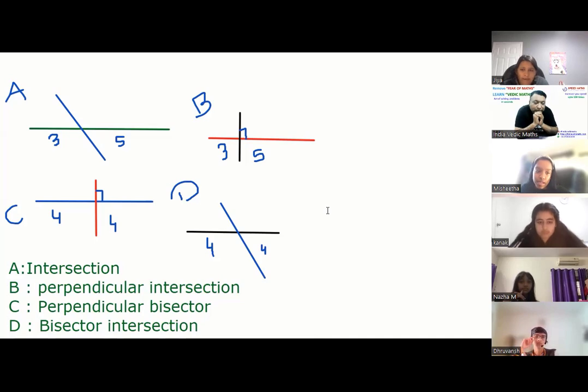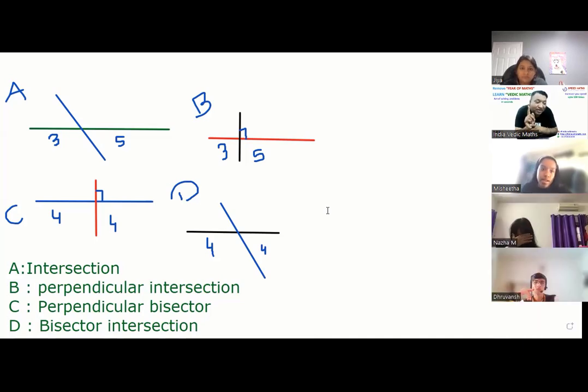D makes it equal parts. It makes it bisect. That's why we call it bisector. What is the difference? You are right. Yes, Mayank. Sir, in D, there is bisector and intersection. Right. In A, it's only intersection, no bisector.